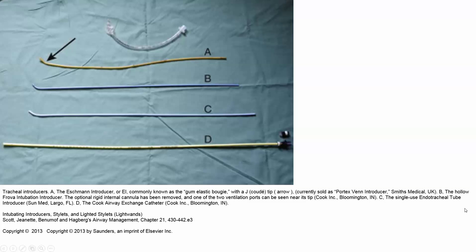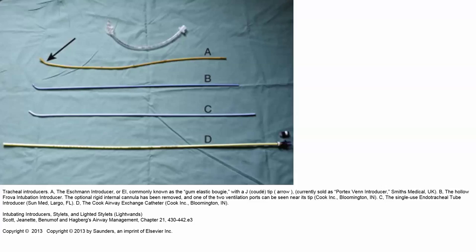This slide shows a number of tracheal introducers, and the item at A is an Eschmann introducer, and as the legend says, it's also known as the gum elastic bougie. It has a coude tip, or a bit of a curve to it, and is solid. It does not have a hollow core, and an Eschmann introducer is meant to be used and reused and re-sterilized.